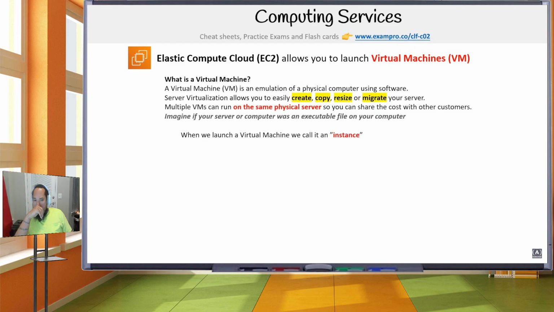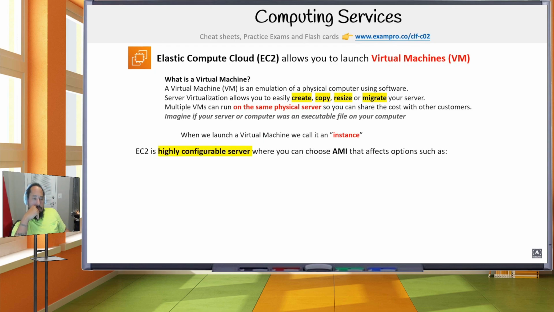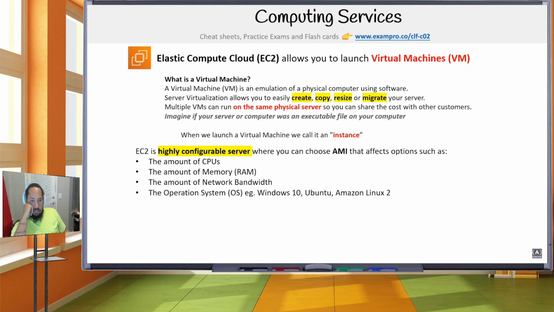When we launch a VM, we call it an instance, and so EC2 is a highly configurable server where you can choose the AMI, the Amazon Machine Image, that affects options such as the number of CPUs or vCPUs, virtual CPUs, the amount of memory, so RAM, the amount of network bandwidth, the operating system, whether it's Windows, Ubuntu, Amazon Linux 2, and the ability to attach multiple virtual hard drives for storage, so Elastic Block Store.